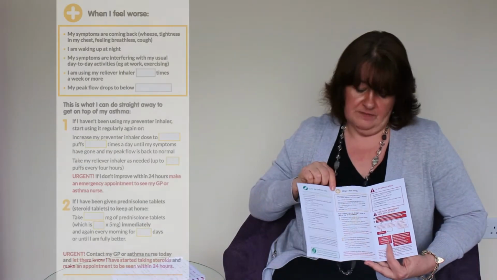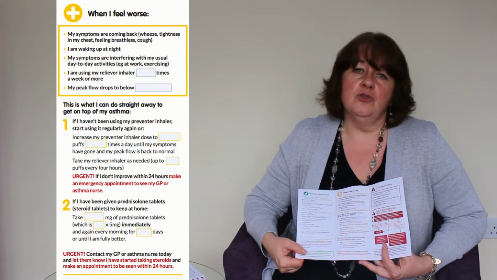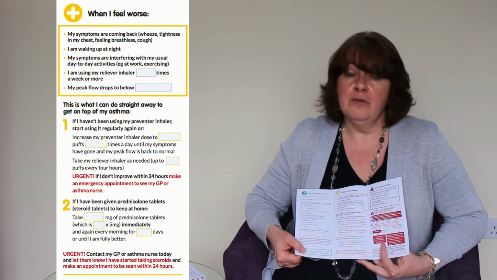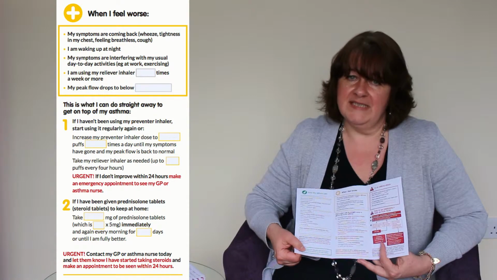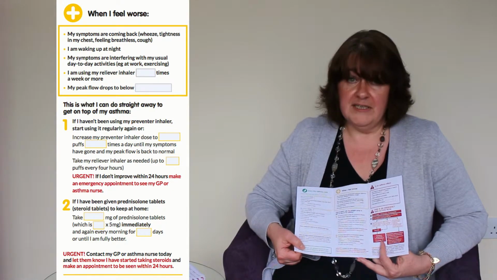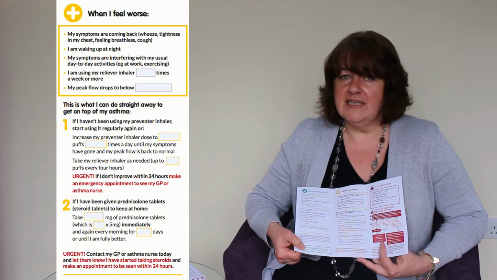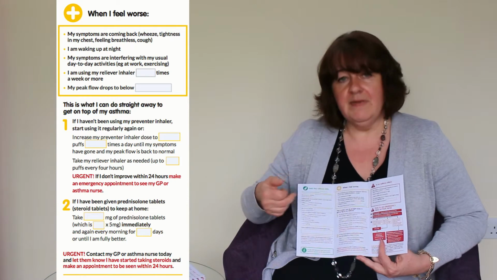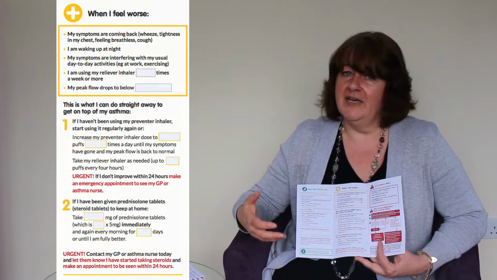This second section of the action plan will help patients to understand what to do when their symptoms get worse. Very often, patients tell us that they don't want to burden busy doctors and nurses, but it's really important that they do understand that they need to get help and they need to get it quickly enough. This section will talk about simple measures that they can take, measures like increasing their blue reliever inhaler during that time while they are waiting for an urgent doctor's appointment.